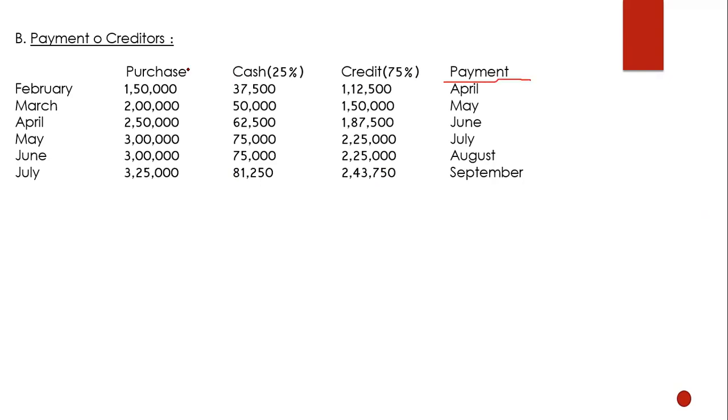Now I have made another column, that is payment. Creditors will be paid after 2 months. So we will directly show that February's purchase will be paid in April. March purchases are paid in May. April's purchase will be paid in June. May's purchase will be paid in July. June's purchase is paid in August.